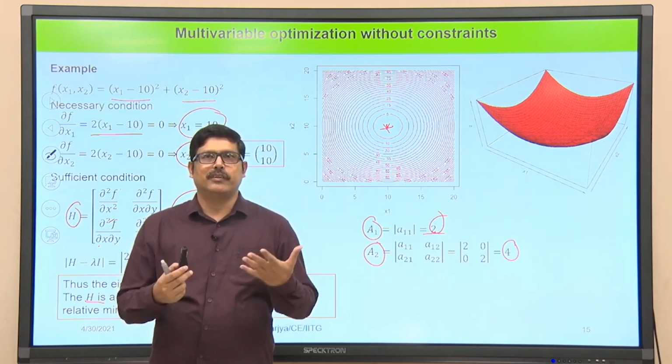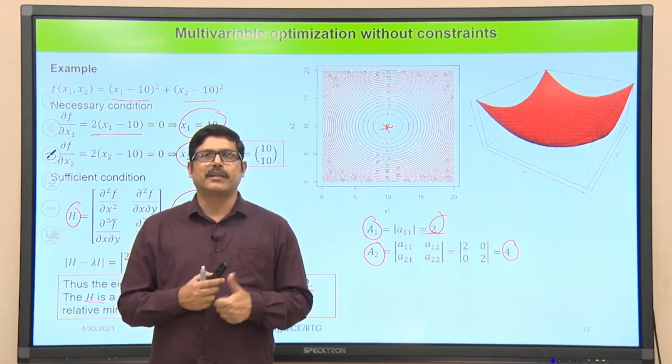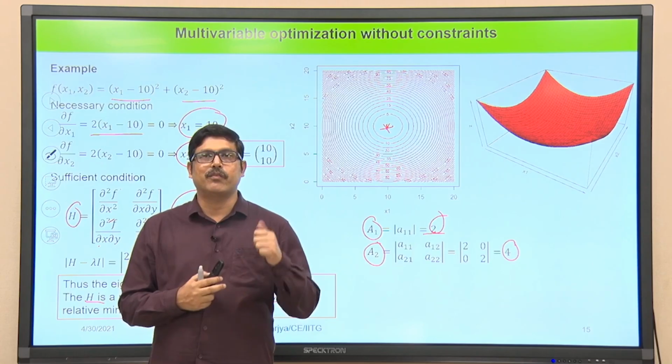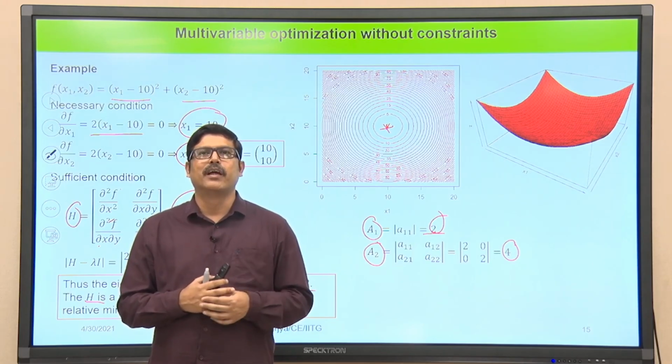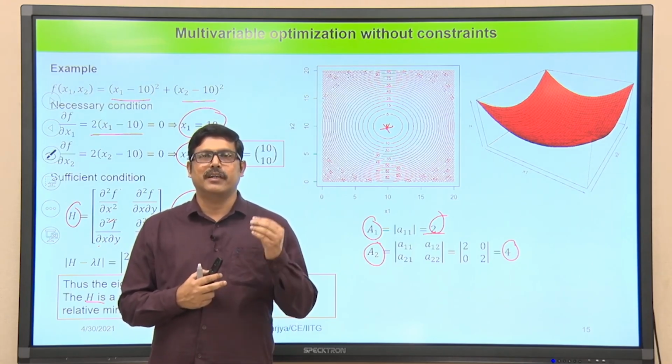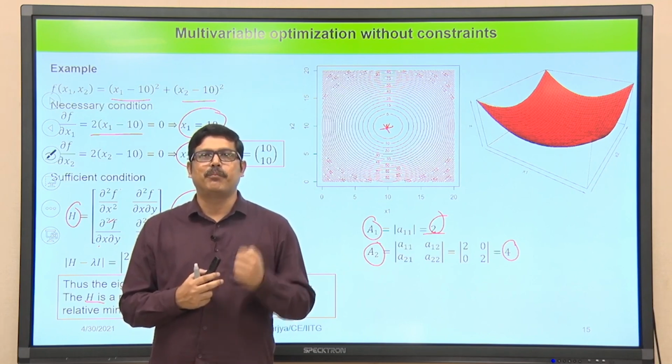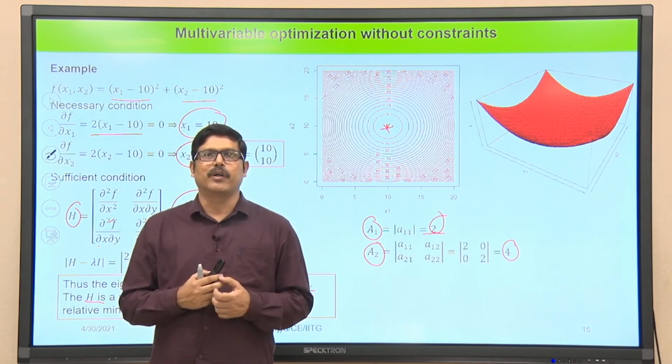So, that is all for today. We have discussed the necessary condition for optimality in case of a single variable optimization function, and we have also discussed the necessary and sufficient conditions for optimality in case of a multivariable problem.